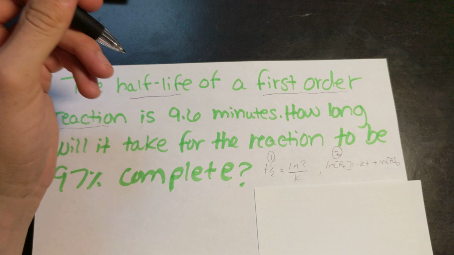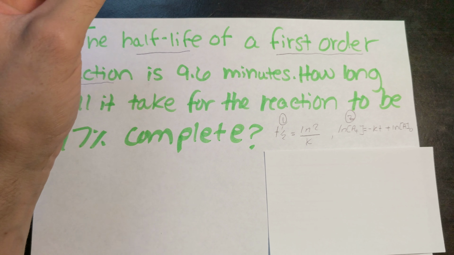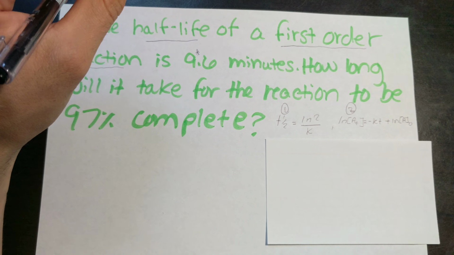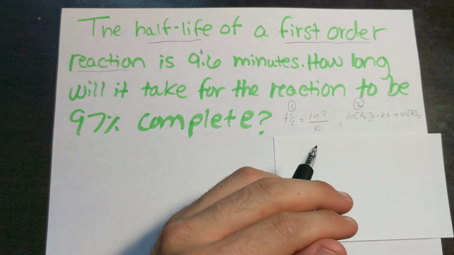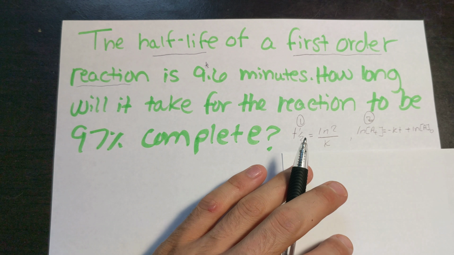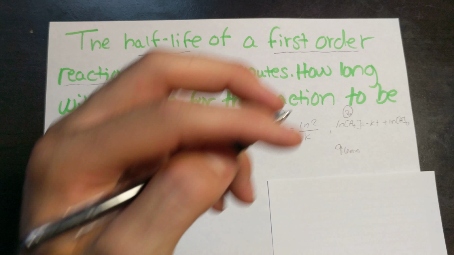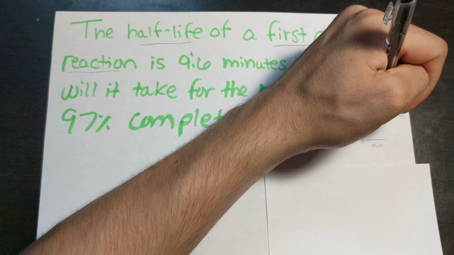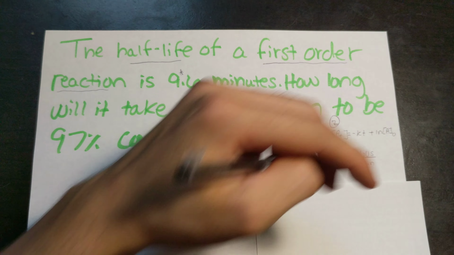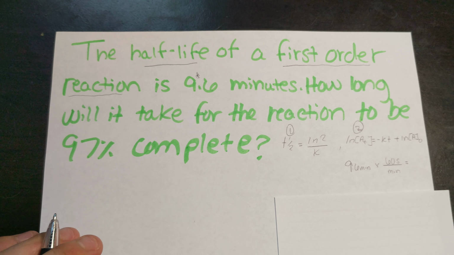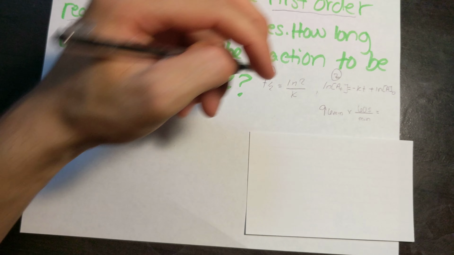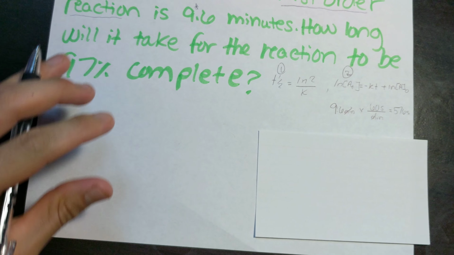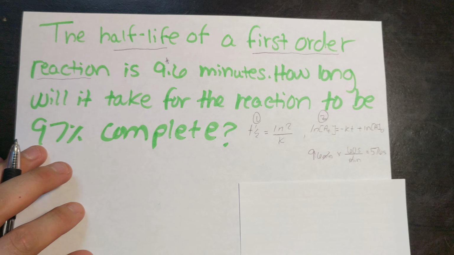So before we plug in anything and try and solve, we should get these 9.6 minutes here into seconds, because everything you plug into these equations will need to be in seconds. So we're going to get minutes here, 1 minute at the bottom and 60 seconds on top. So if we multiply that, you should get 576 seconds. Okay, so we have that.